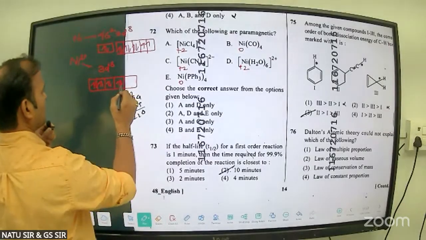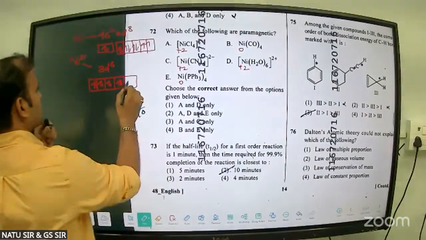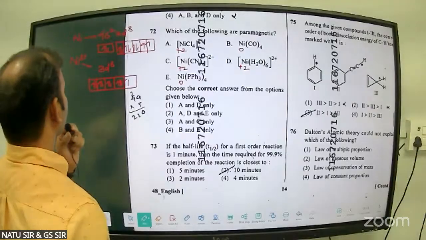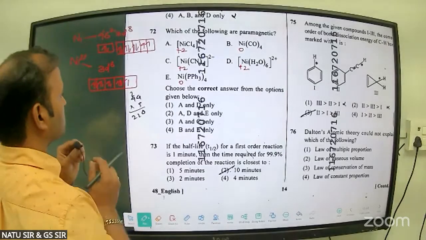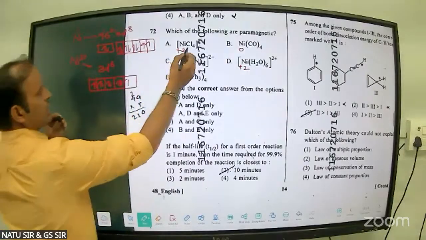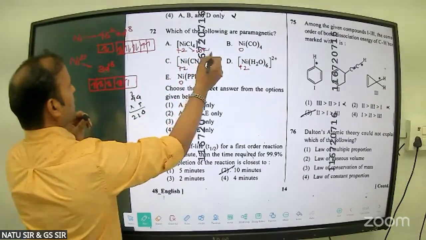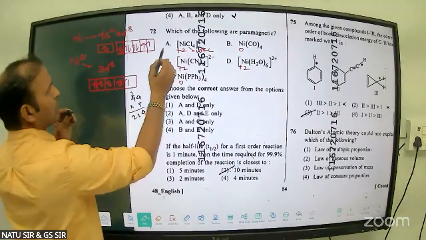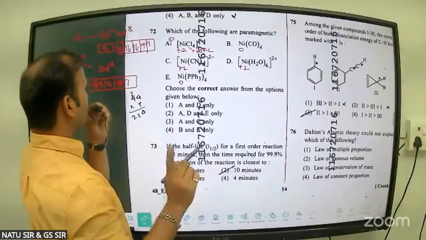Here we will have only one more electron, right? And this one electron. So if we talk about what the answer will be, NiCl4 2-, Ni is plus 2, Cl is a weak field ligand, and comparing from the series, the electrons remain unpaired. So this is going to be paramagnetic.